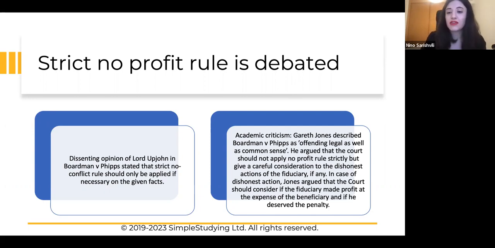So he was saying that in case of dishonest action, Jones argued that the court should consider if the fiduciary made profit at the expense of the beneficiary and if he deserved the penalty. So basically, he's saying that there are three things that the court should take into consideration: whether or not the fiduciary acted in bad faith, dishonestly, and if the fiduciary made profits at the expense of the beneficiary, and finally, if what the fiduciary did deserves a penalty.